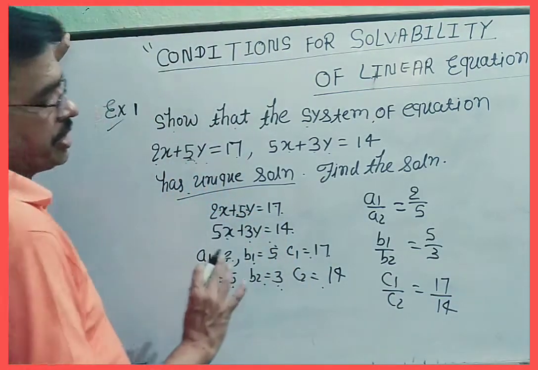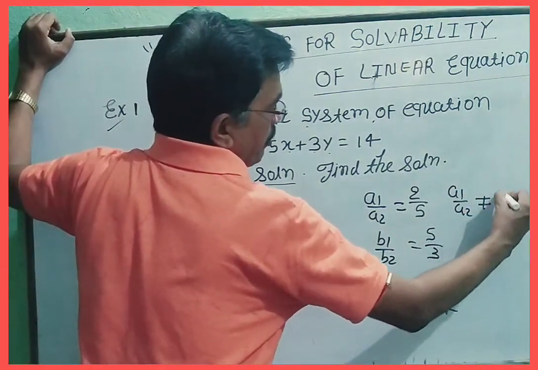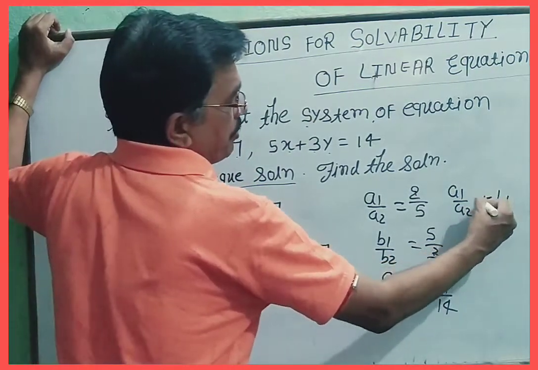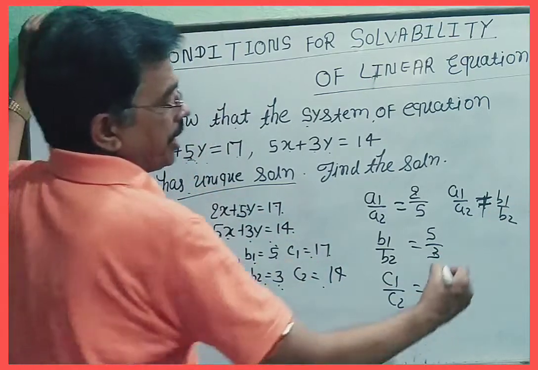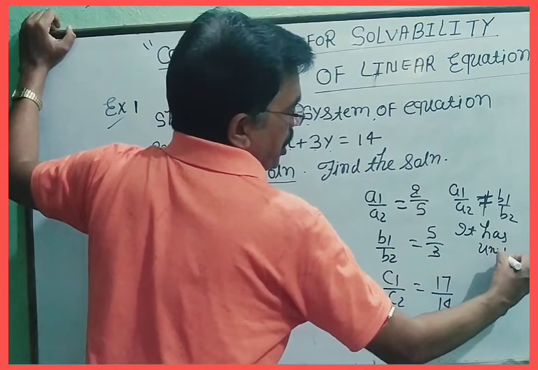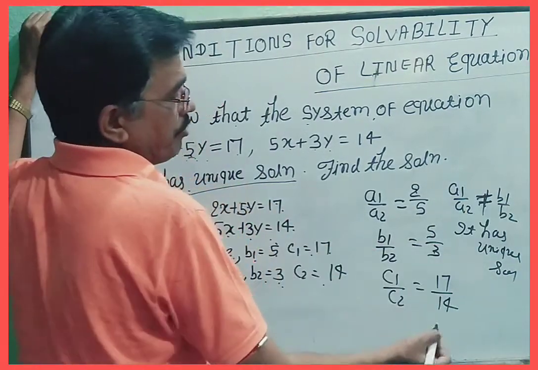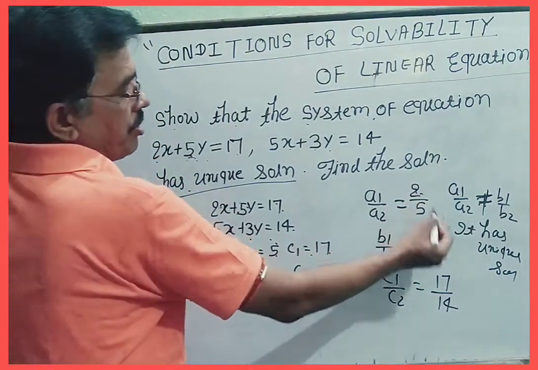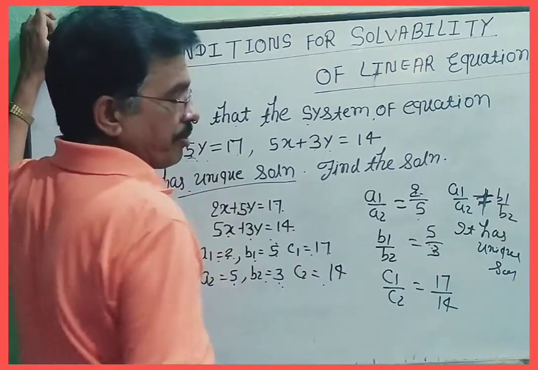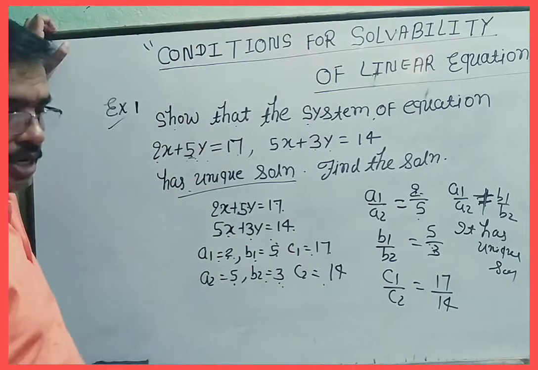And you have three conditions. First you check if a1 by a2 is not equal to b1 by b2. Yes, a1 by a2 is not equal to b1 by b2. Then it is clear it has a unique solution, so you write it has a unique solution. If you find it is equal, then you see what c1 and c2 are. But if a1 by a2 is not equal to b1 by b2, then the first condition is applied. If it is equal, then you apply the second or third condition.